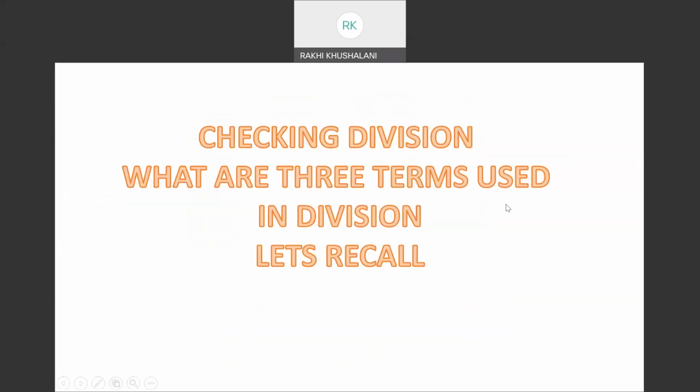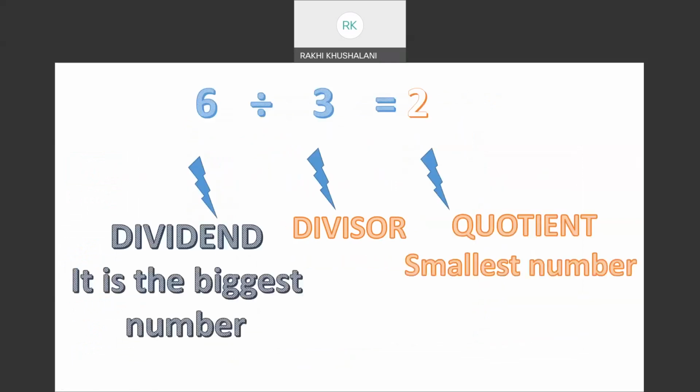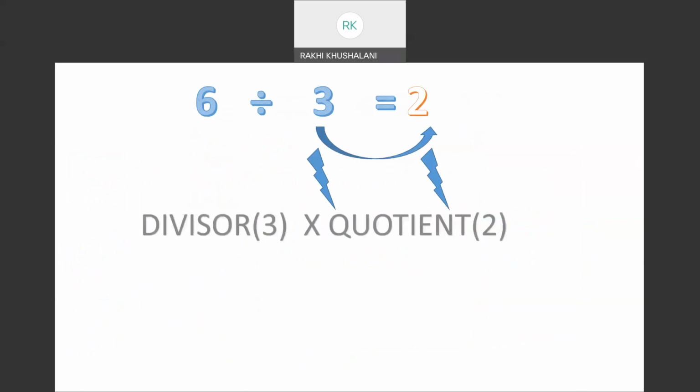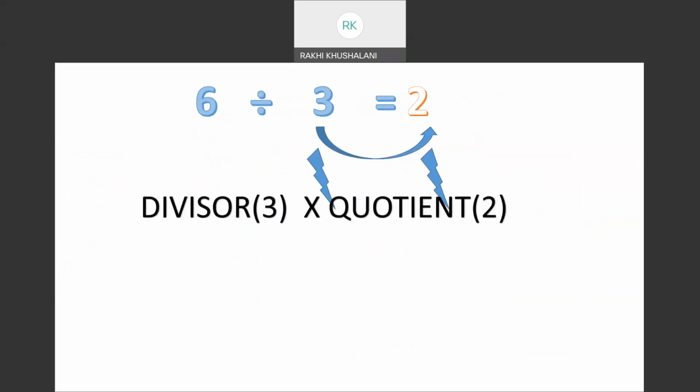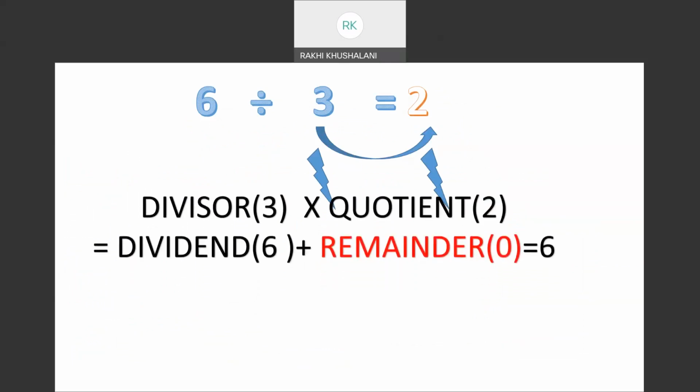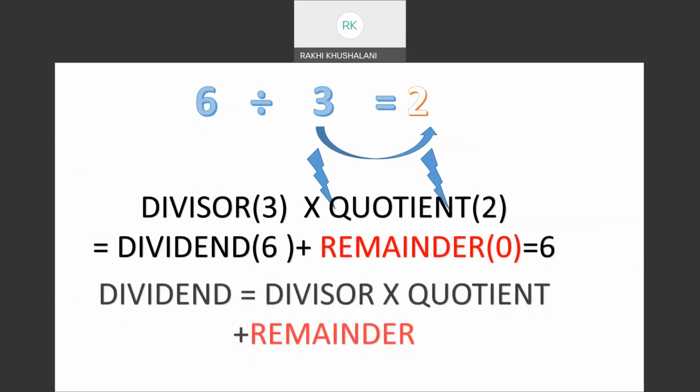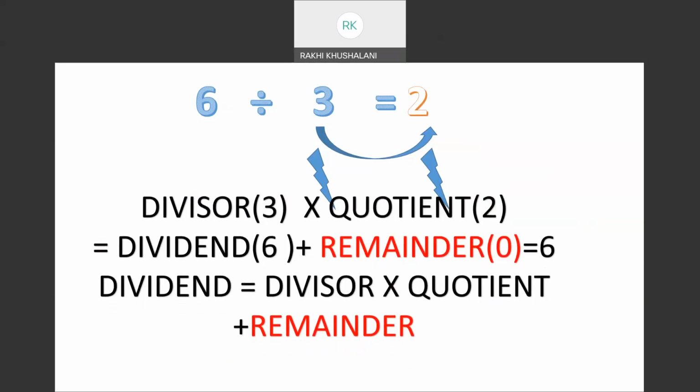So this is division. Checking division: what are the 3 terms used in division? Let's recall. We have learned dividend, divisor, quotient. So the divisor into quotient, that is 3 into 2, gives you the dividend, that is 6, plus the remainder if there is one. But in this case it is 0, because when I'm dividing 6 by 3, I'm getting 2, and no remainder is left. We'll see what a remainder is ahead. Dividend is equal to divisor into quotient plus remainder.